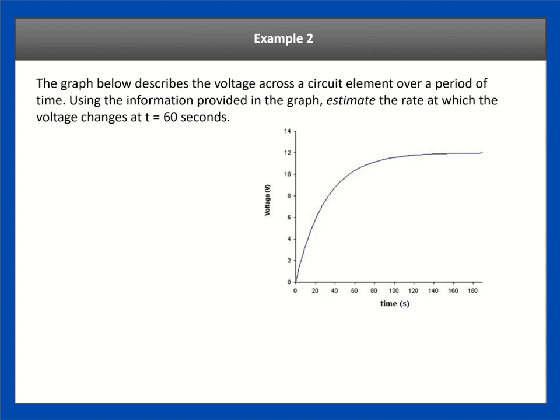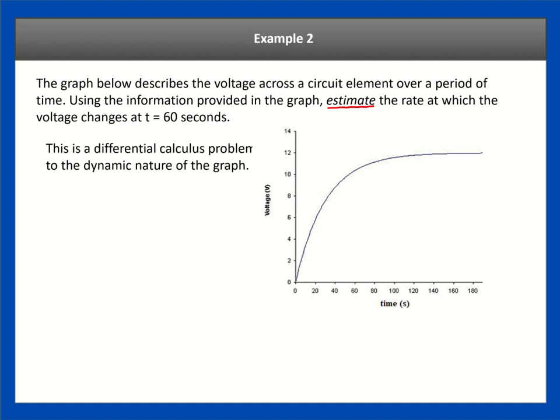All right, so let's look at a more dynamic situation. If I look at this graph, this is a voltage across a circuit element over a period of time. We want to estimate the rate at which the voltage changes at t equals 60 seconds. Now, we're going to use the word estimate because this is actually a calculus situation. If we knew the graph or the function of this curve, we can actually find the specific rate at a specific time. But here we need to use ideas of pre-calculus, right? Using slope and so on in order to estimate this.